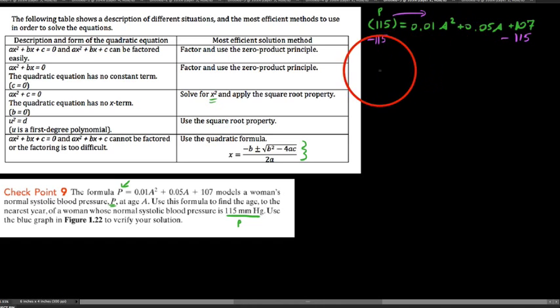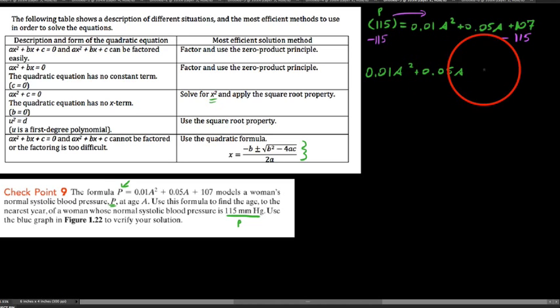So using the reflexive property, I'm actually going to rewrite this as 0.01a squared plus 0.05a, now minus 8, which really is the result you would get if you took 107 minus this 115 here. You get negative 8. So this is all now equal to 0.